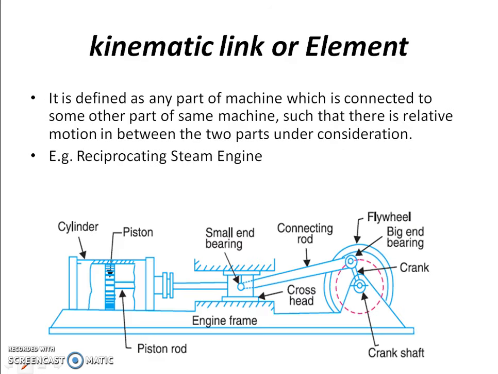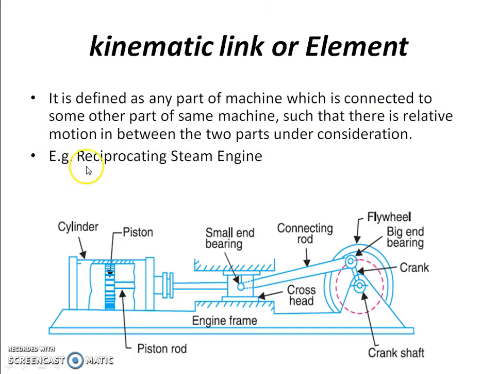Then, what is meant by kinematic link or element? The kinematic link or element is defined as any part of machine which is connected to some other part of the same machine such that there is a relative motion between the two parts under consideration.